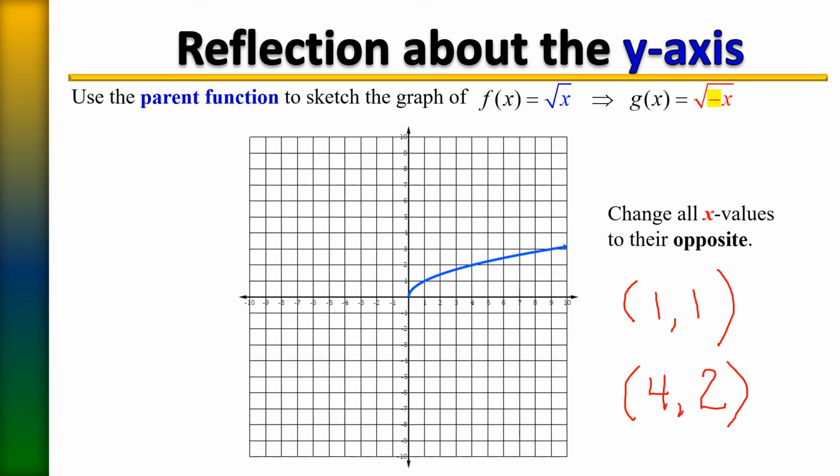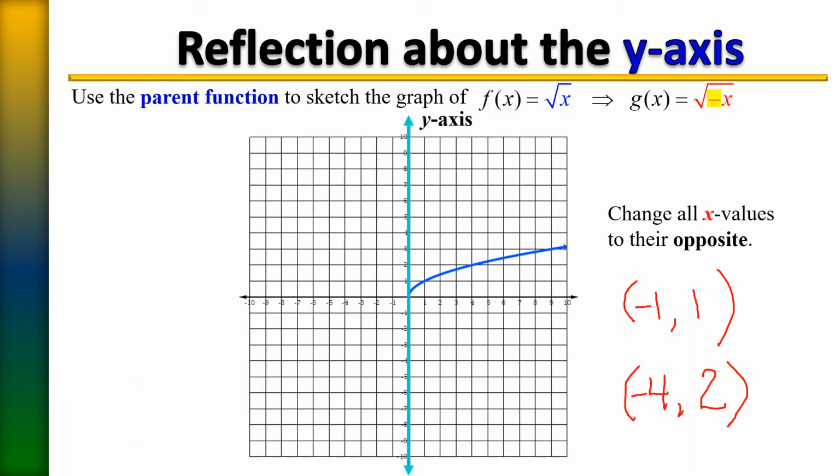And again, to reflect it about y, all we need to do is change the x values to their opposite by placing a negative there in front. And now let's go ahead and graph that, or sketch our graph and see if these points are indeed on our graph.